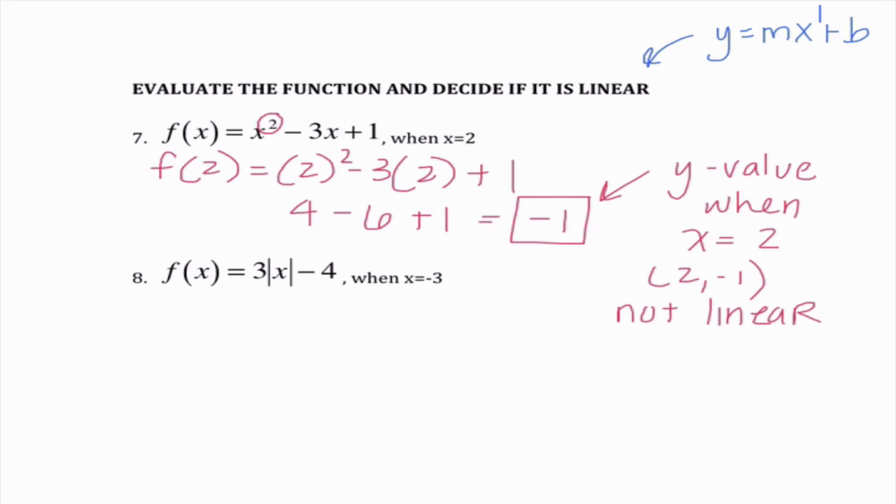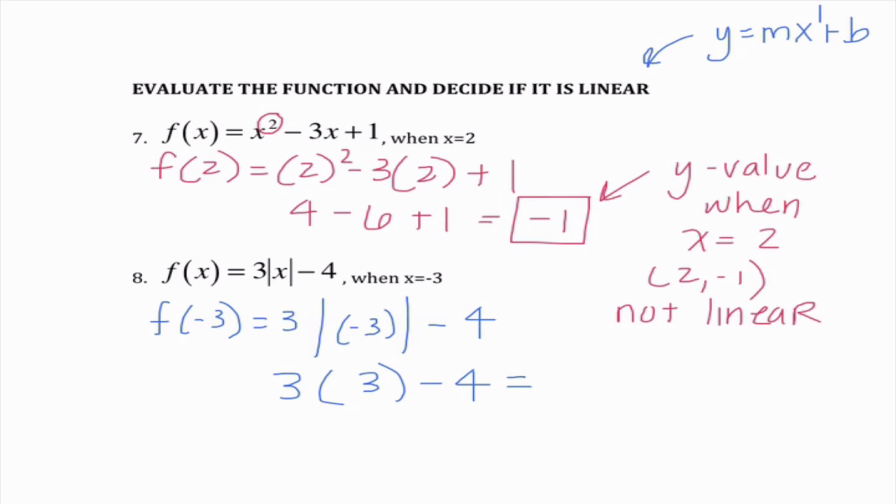Number 8, f of x equals 3 times the absolute value of x minus 4, when x is equal to -3. So I substituted in -3 wherever there was an x. In this case, there was only one place. So if I'm working through this, I know the absolute value of -3 is 3. 3 times 3 is 9. 9 minus 4 is 5. Or we could have said that this was (-3, 5).